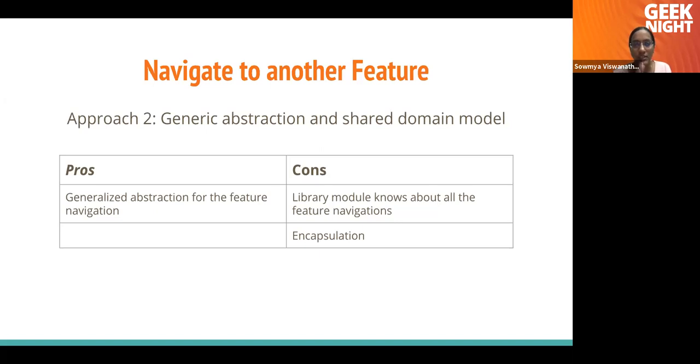But again, it has its own cons attached to it, or drawbacks that are there. One is the library module, being a shared module, now knows about all the feature navigations, be it the product screen or the purchase screen or the cart. It now holds the additional responsibility of knowing the feature navigations. And in addition to knowing the feature navigation, it also knows about the domain models that are present throughout the app. So what will happen when it knows about the domain models, right? This is a problem when we think about the encapsulation part of it.